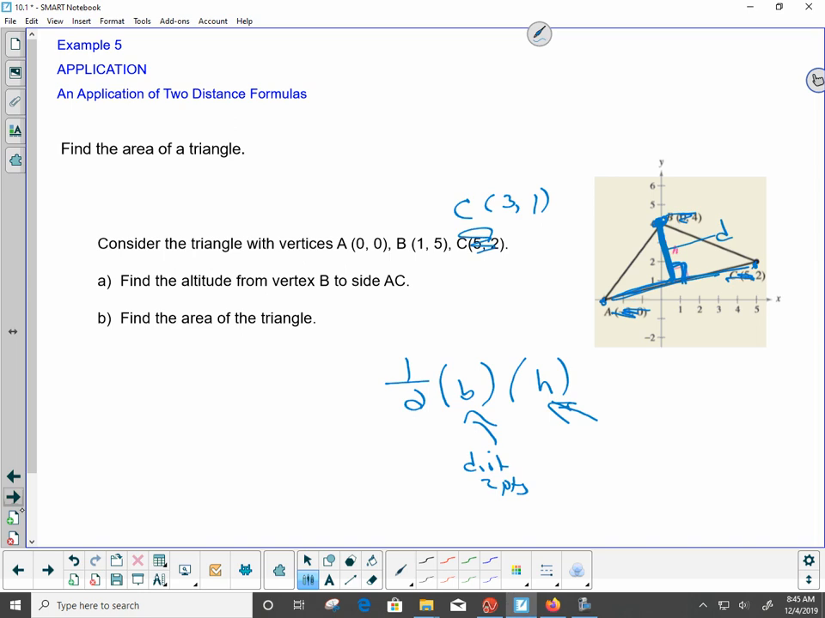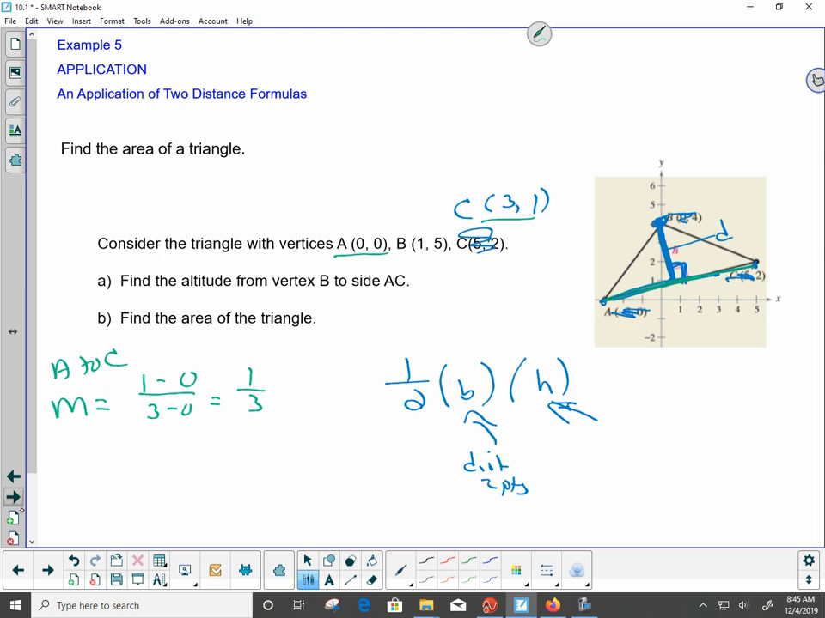So the first thing I have to do is write the equation of this line here. To write that equation, I'm first going to have to find the slope. So I'm looking from A to C. What is the slope from A to C? All right. So that's going to be 1 minus 0 over 3 minus 0, and I get a slope of 1/3.